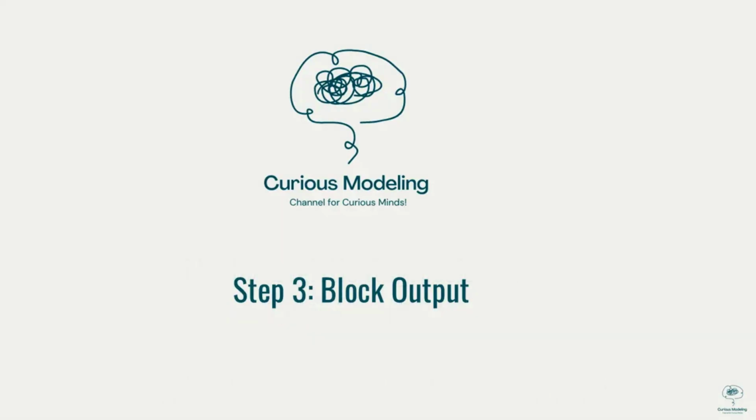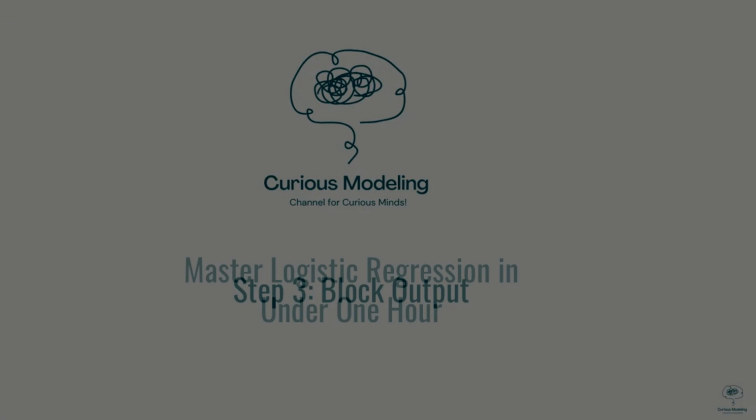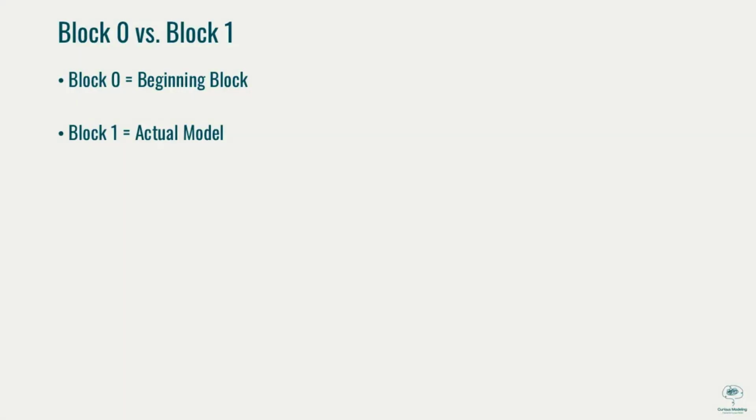So you've run a logistic regression in SPSS, and now you're staring at something called block zero and block one. What does that even mean? Let's break it down. Block zero is what SPSS calls the beginning block, as you see up here. It's your starting point. The idea itself is this is a model with no predictors at all. It's simply just the intercept.